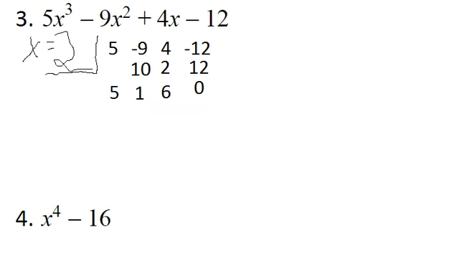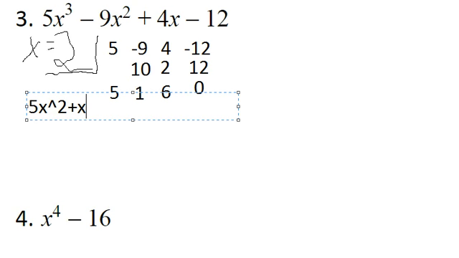So now we have these numbers, 5, 1, and 6. We can go ahead and write our equation. It's going to be 5x squared, I'm going to write it like this, plus 1x, or just x, plus 6, with a remainder of 0. Okay, so now we have a quadratic, and we know that answers are going to be imaginary. So what we have to do is take the quadratic formula and apply it to this equation, and then we'll have our imaginary answers.